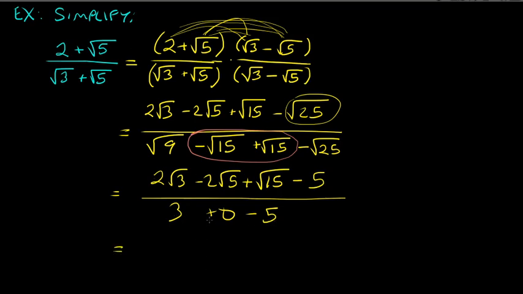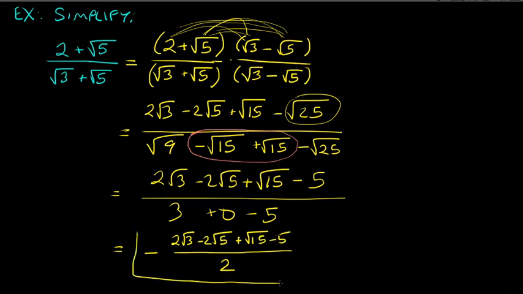In the denominator, we have 3 minus 5, which is negative 2. So I'll bring the negative in front. But everything else in the numerator, these are all not like radicals. Sorry, plus the square root of 15 minus 5. So no like radicals here, which means this is the best we can do. So that's our final answer here.